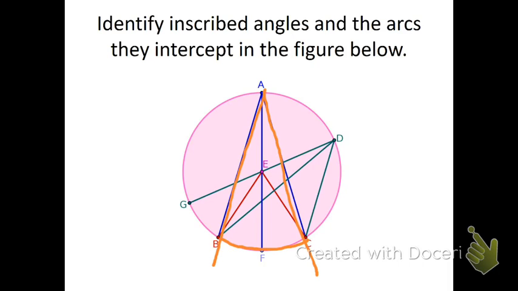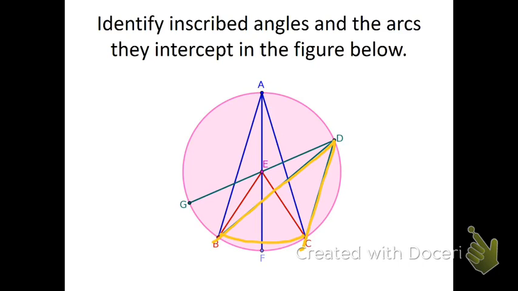Okay, so we have angle BAC, which intercepts arc BC. Angle FAC intercepts arc FC. Inscribed angle BAF intercepting arc BF. Angle GDC intercepting minor arc GC. Angle GDB intercepting arc GB. Angle BDC intercepting arc BC.